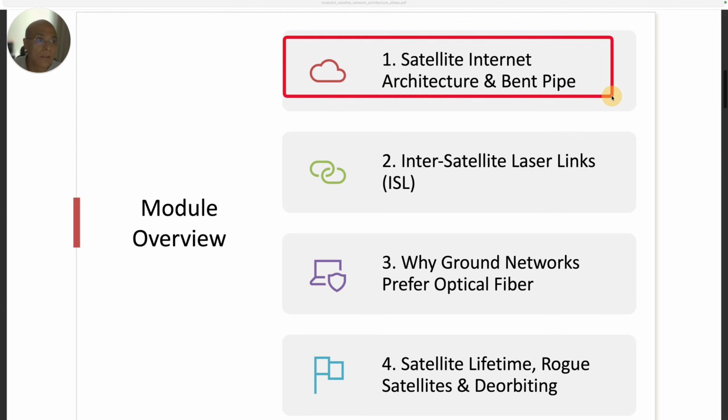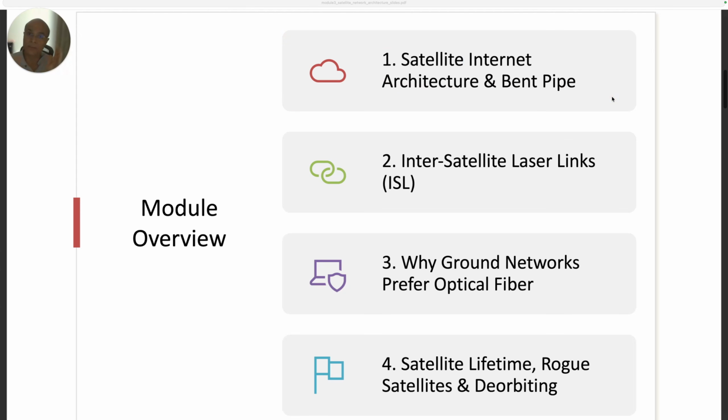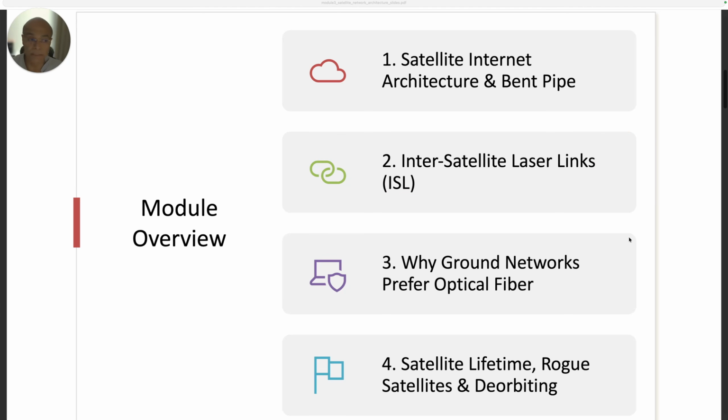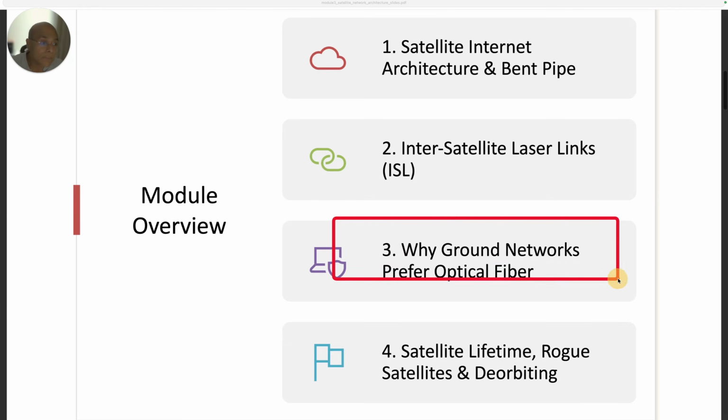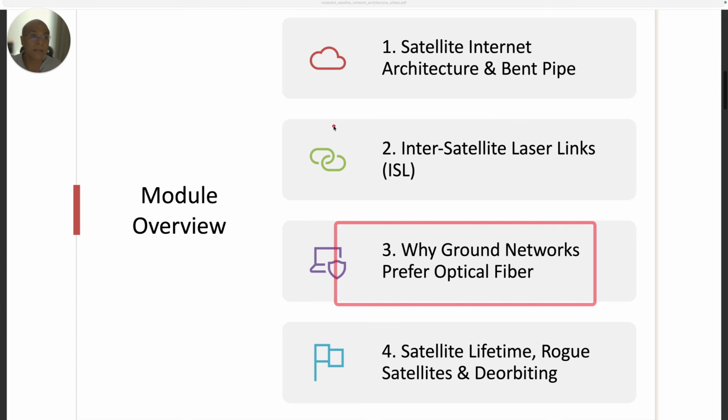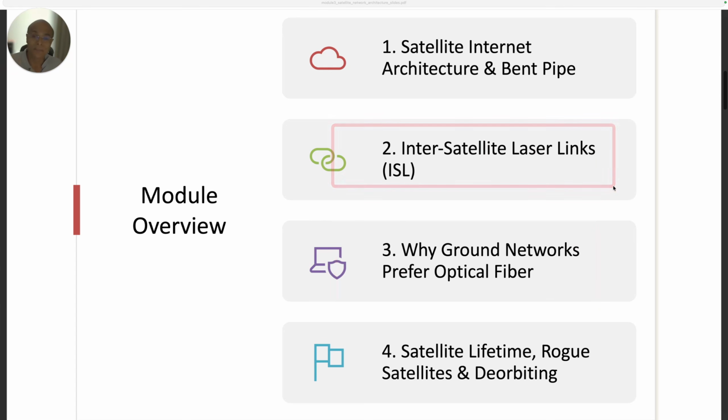We are going to talk about satellite internet architecture, how it is different from terrestrial systems, and what the concept of bent pipe is. Then we are going to talk about inter-satellite links. What are they? What purpose do they serve? Why do ground networks prefer optical fiber? Because satellites are using laser, and when we talk about base stations and terrestrial networks, we typically use optical fiber. Why don't we use optical fiber in satellites, or how is the satellite able to live with laser links? We are going to talk about that.